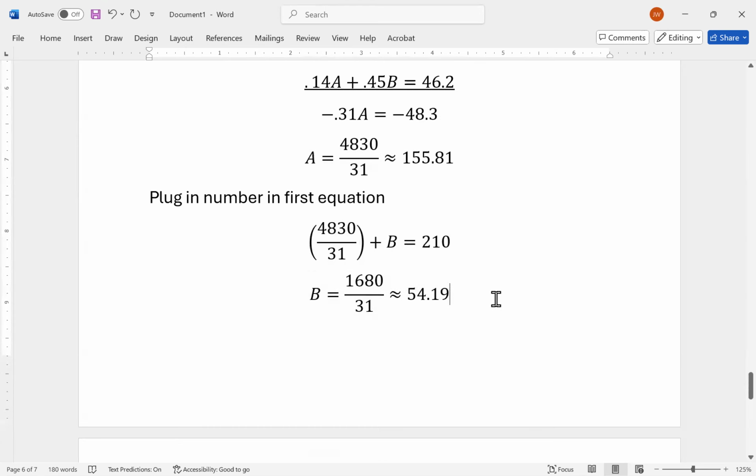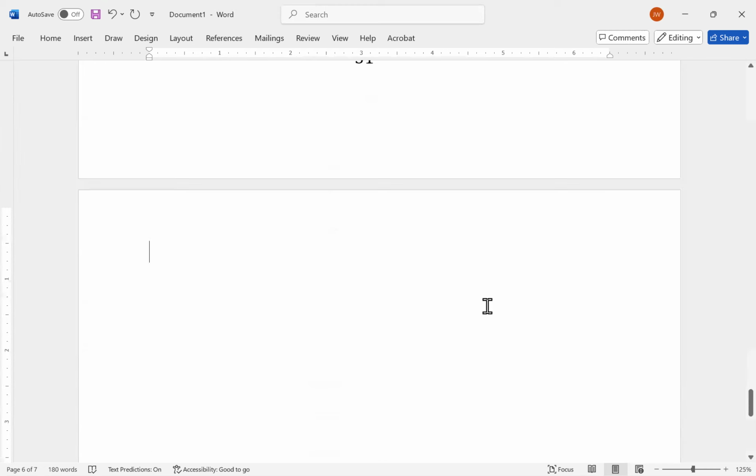If I were to write the answer out, I would say that since A stood for the amount of 14% and B stood for the amount of 45%, I would say mix 155.81 milliliters of the 14% with 54.19 milliliters of the 45%. And there you go. That's the solution.